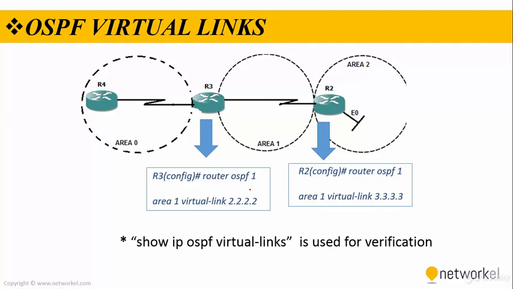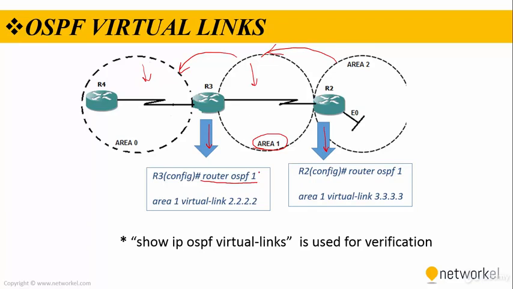For this, the virtual link between router 3 and router 2 is configured as shown. As you can see in our figure, that's the backbone area. Area 1 is directly connected to here, but area 2 is not directly connected to the backbone area, and it's directly connected just to area 1. To resolve this problem, we need to use OSPF virtual links, and the configuration is made on router 3 and router 2.